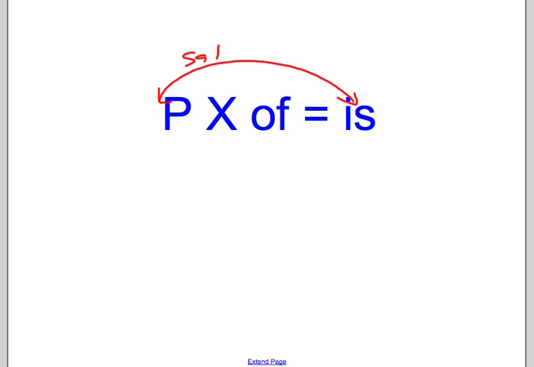Why are you moving? That is so cool. There's a ghost. Same item.